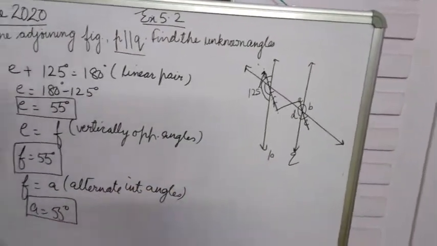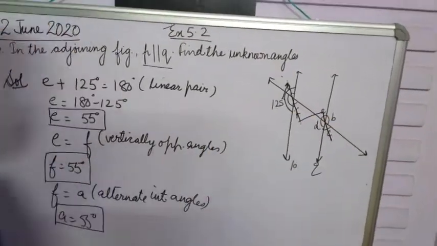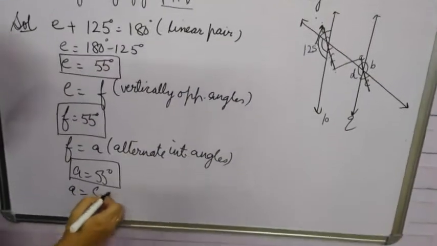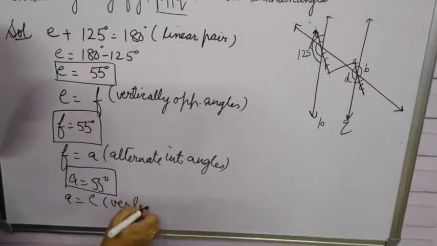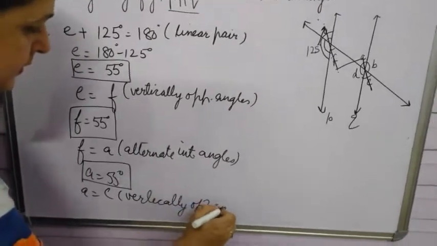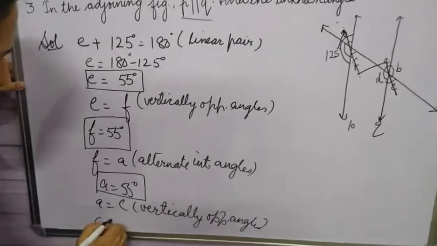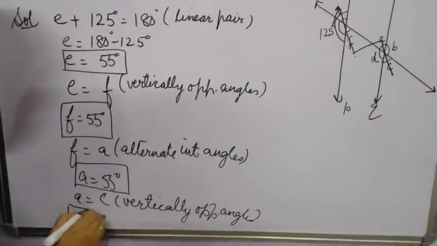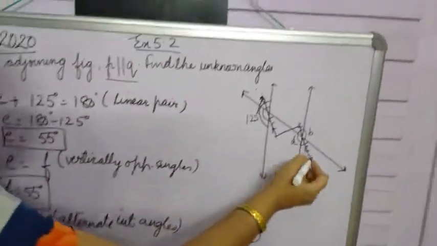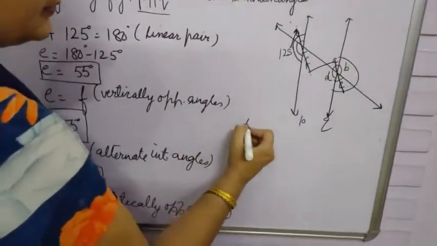Now what about A and C? These are vertically opposite angles. So angle C is also equal to 55 degrees. Now what about C and B? Again they are forming a linear pair.